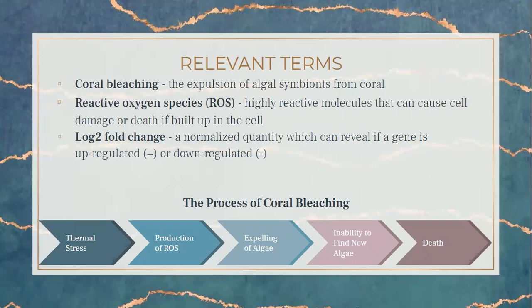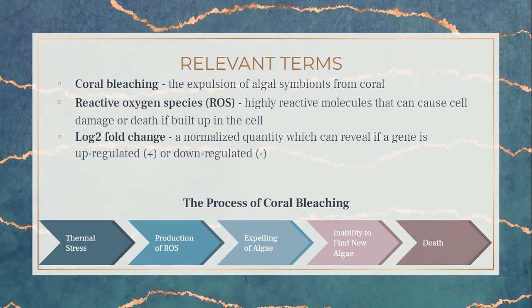Firstly, I've been throwing around the phrase reactive oxygen species, or ROS, but what are they? ROS are highly reactive molecules that can cause cell damage or death if built up in the cell. ROS are the cause of the next term, oxidative stress, which is the term for when ROS build up in a system, which in this case is the coral, and the coral is then unable to detoxify itself and repair the damage caused by the ROS.